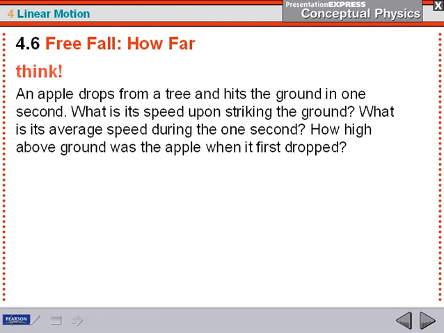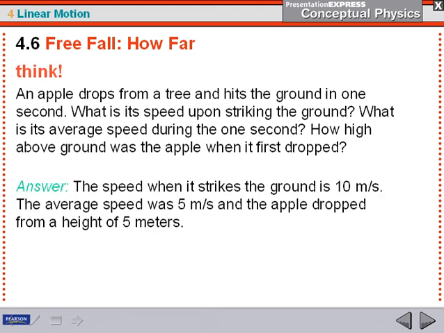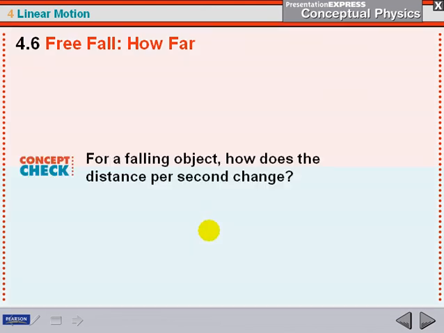So let's think about this. An apple drops from a tree and hits the ground in 1 second. What is its speed upon striking the ground? What is its average speed during 1 second? How high above the ground was the apple when it first dropped? Well, we know the first one. It's going to be 10 meters per second. We said that an object accelerates at 10 meters per second for every second. So after 1 second, it should gain 10 meters per second. The average speed is 0 plus 10 meters per second divided by 2, so we end up with 5 meters per second. And we found that the object drops 5 meters from that height. If you use d equals 1/2 gt squared, you'll come up with 5 meters.